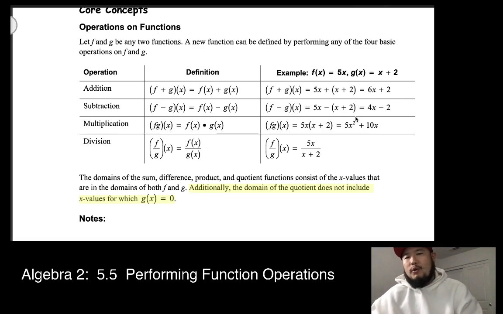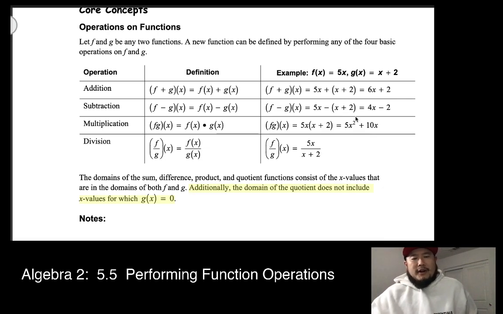It's especially important when it comes to subtracting two functions, because when you subtract, the idea is you add the opposite of everything in the second expression, which would be g of x in this instance. So we'll go over several different scenarios and show you how to do this.